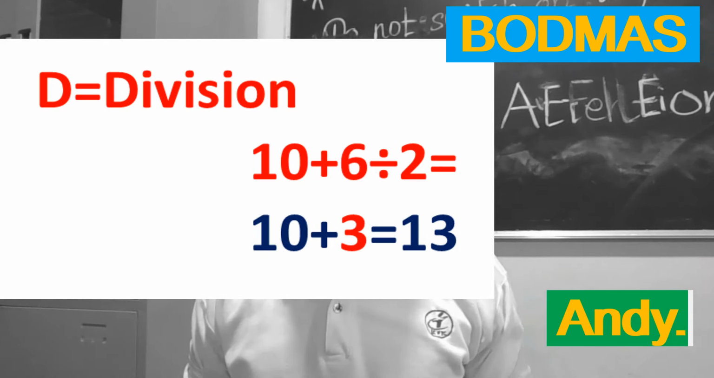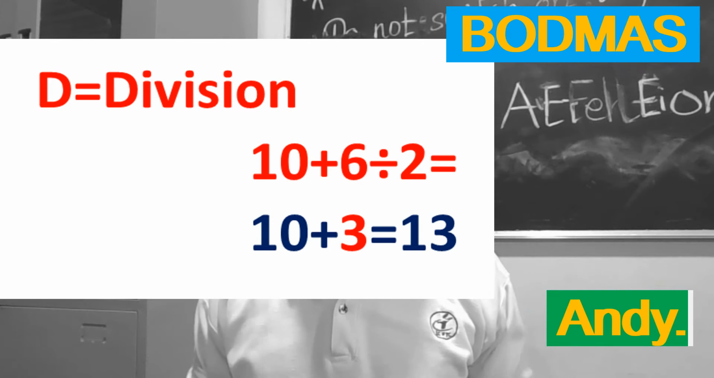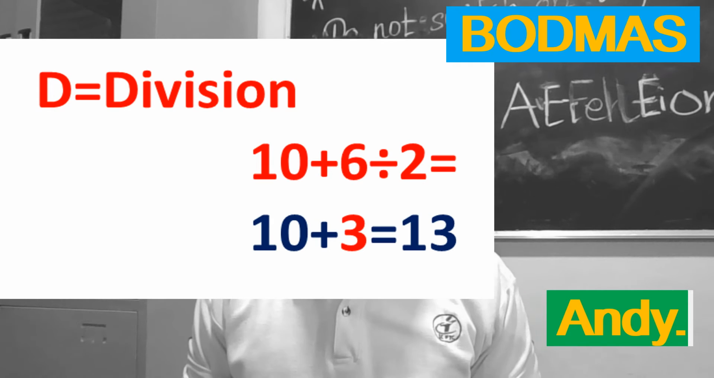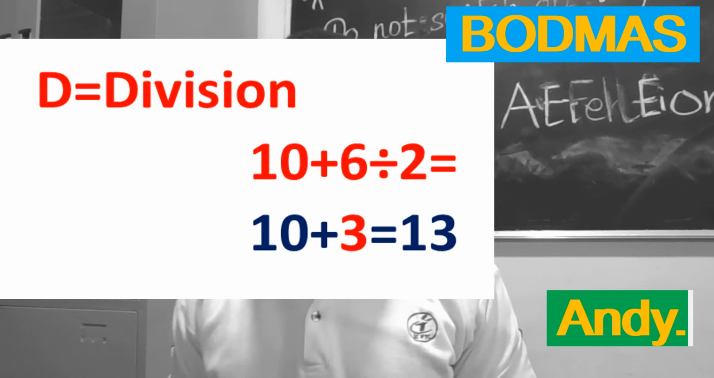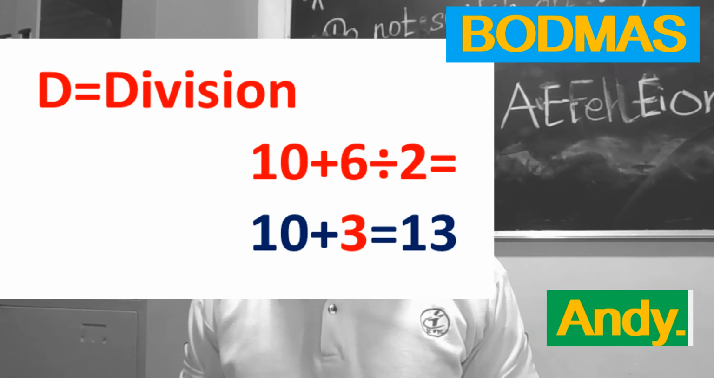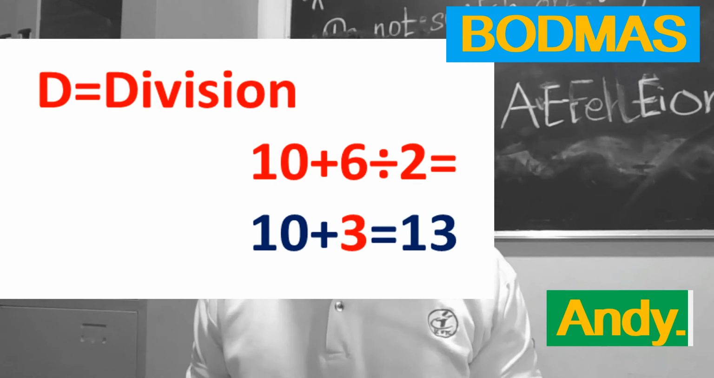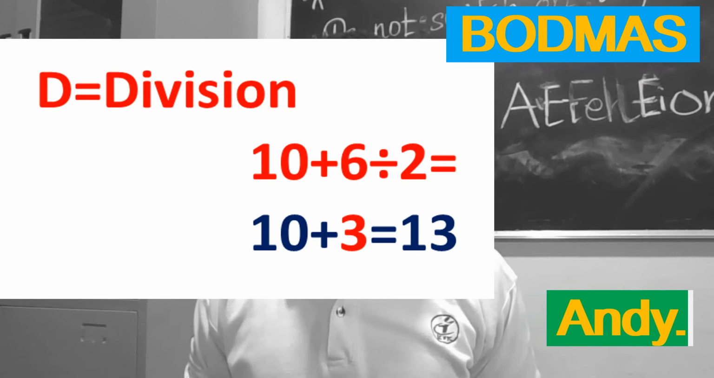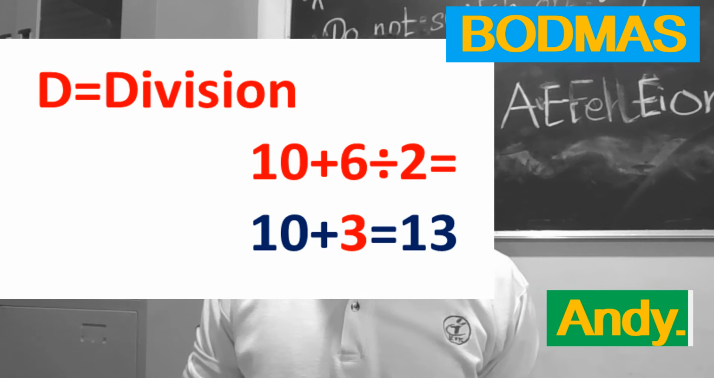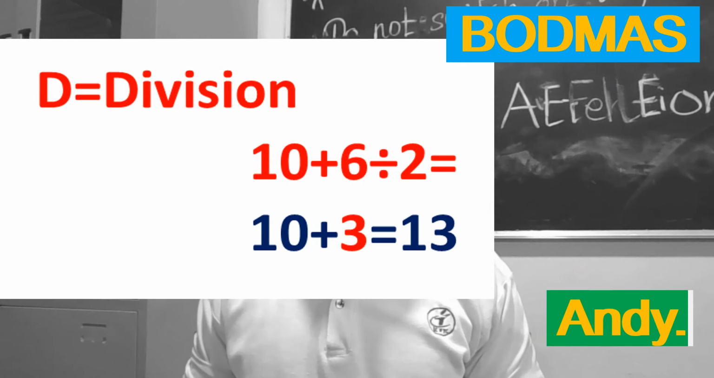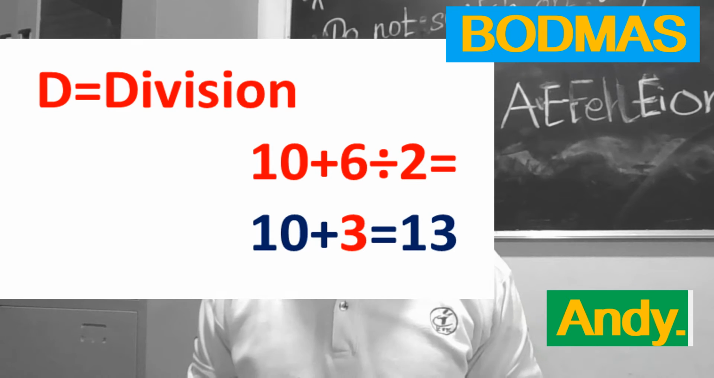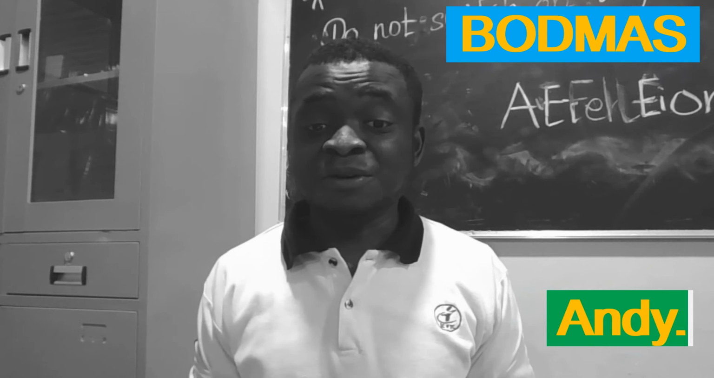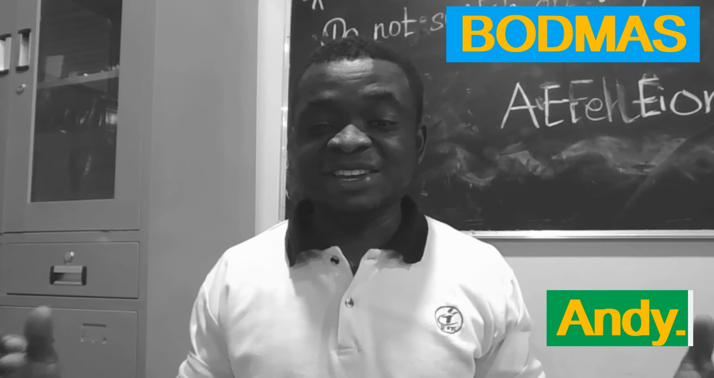So let's deal with one division expression here. We have 10 plus 6 divided by 2. First of all, we are dealing with the division first. So 6 divided by 2, and that will give you what? 3. So 10 plus 3, and that will give us 13. So follow the order like this and you are good to go.